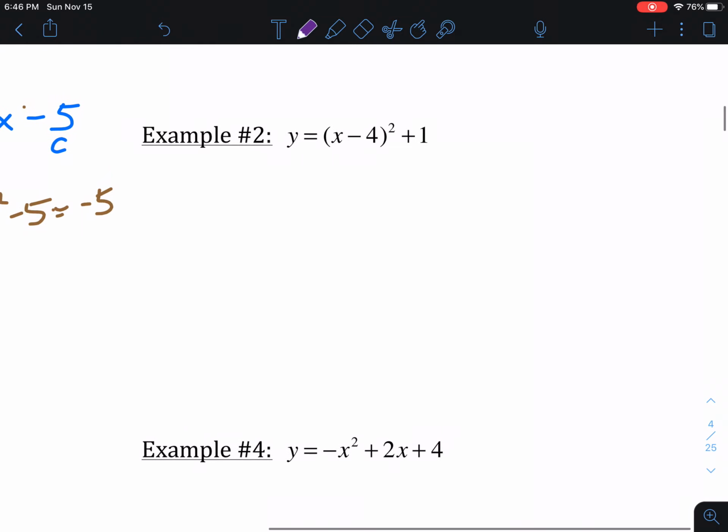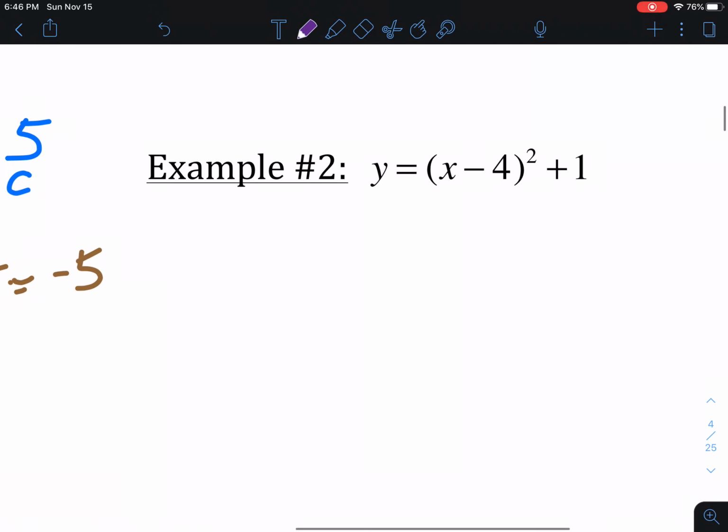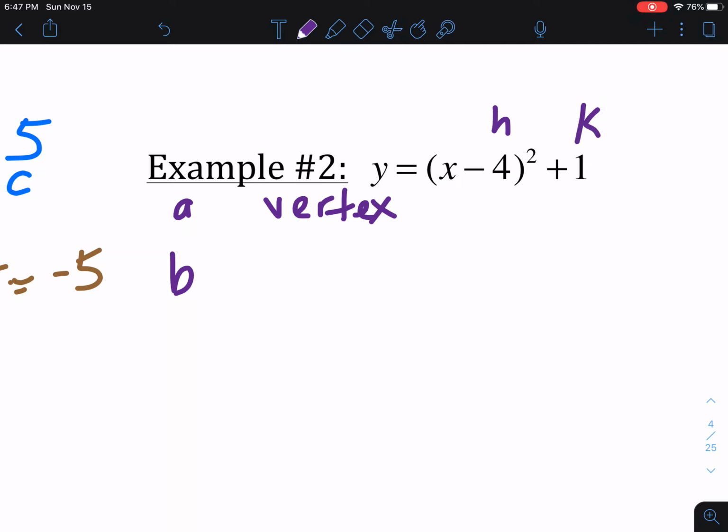Okay, let's try another one. Now this one has parentheses, so automatically we're going to call that vertex form. This is the easier one. The vertex is (h, k). And remember, as I said, h looks opposite, so the h is 4, the k is 1. Letter C, the axis of symmetry, x equals, and it will be 4. As I said, it is the x-coordinate of the vertex. Always gets repeated for the AOS.